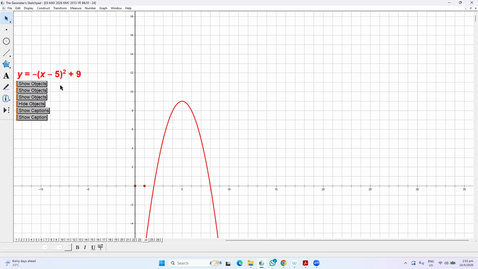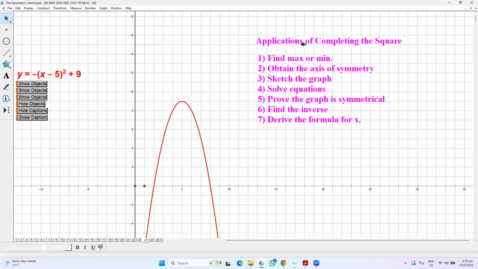This quadratic function helps me answer the question just now, the car one. So when you complete the square, what do you get? Then you can find the maximum, minimum. You can know the axis of symmetry. Like this axis of symmetry is x equal to 5. You can sketch the graph. You can solve the equation. If you put it equal to 0, you can get the value of x.